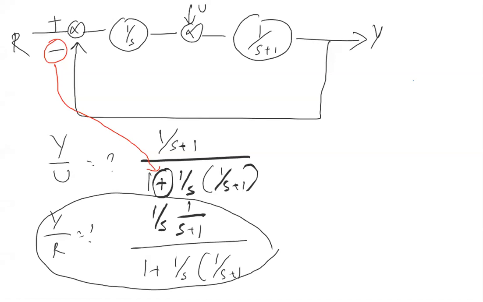See, if you have a minus here, this is plus. If you have a plus here, this is minus here. That's it. Simple. Solving means this is the answer. This is the transfer function of y by u. This is the transfer function of y by r.